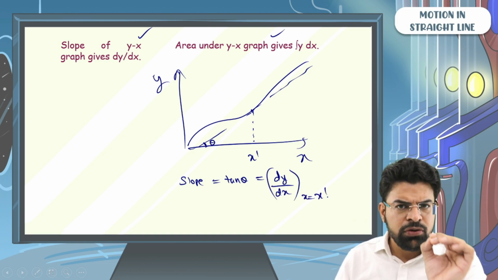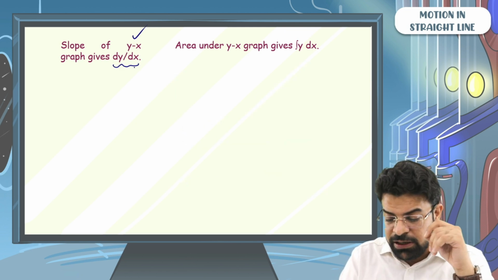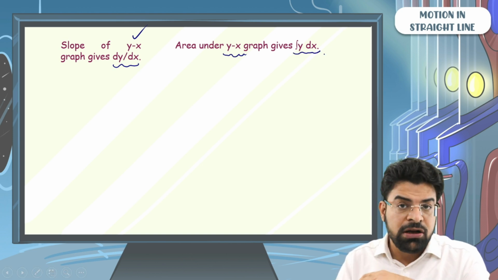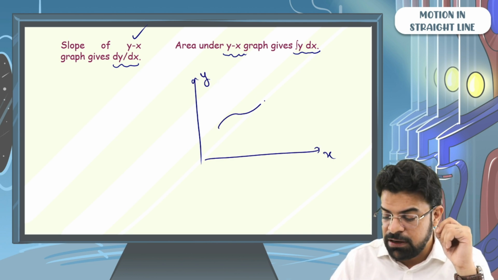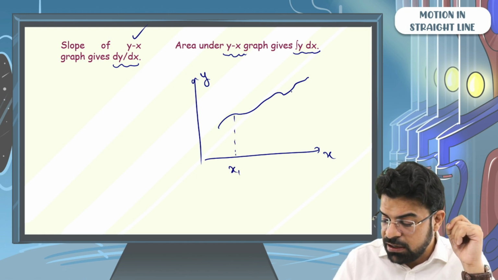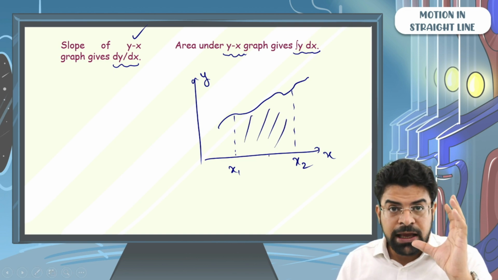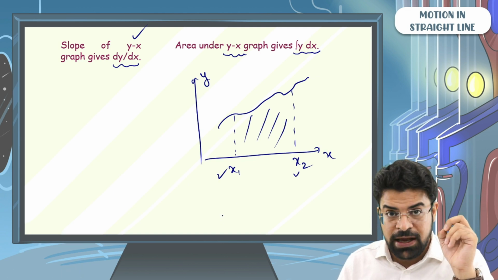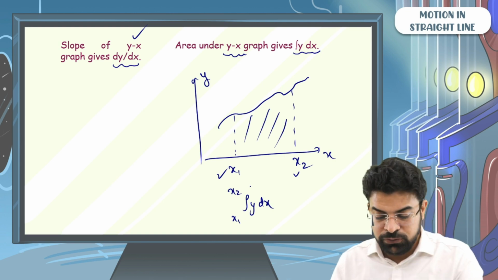This is the simple thing you have to keep in mind. The slope of y-x graph gives you dy by dx, and the area under the y-x graph gives integral y dx. Let's understand the second thing as well. If you have a y-x graph and let's say y is changing over a range of x, if you look at the area under the graph from x equals x1 to x equals x2, it is nothing but integral y dx from x1 to x2.